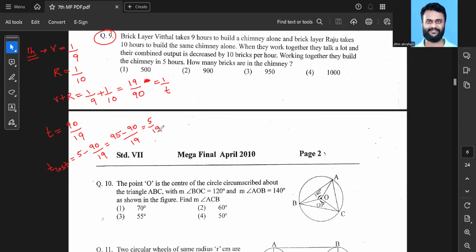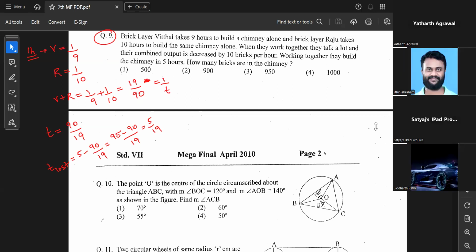Okay, I appreciate that idea as well. Sir, wait, just a minute. I'll say a name. Yatharth is raising his hand. Please, Yatharth, tell me, what's your query?